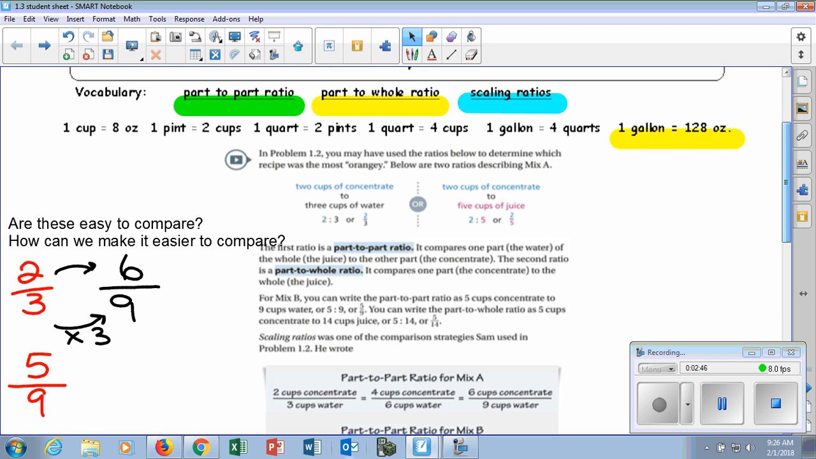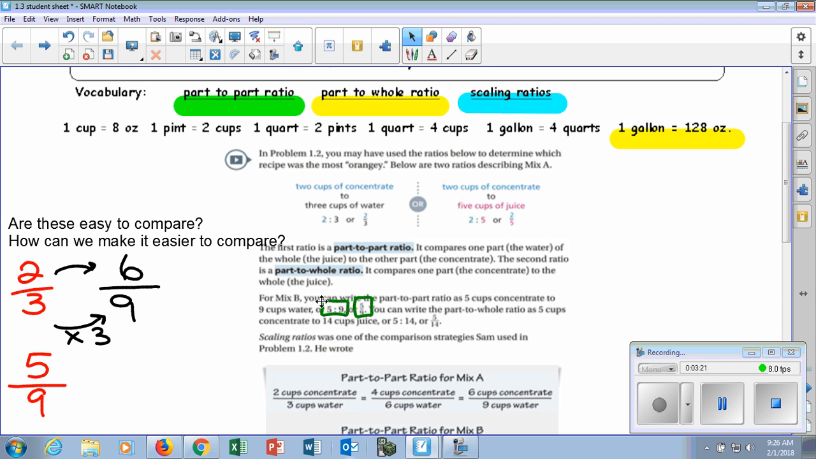Well, if there's 2 cups of concentrate, then there must be how many cups of water to get that juice? If our whole is 5. 3, exactly. So that's what they mean by that. So for mix B, you can write the part-to-part ratio as 5 cups concentrate to 9 cups of water. That can be written as a couple different ways. We can do 5:9 or 5/9. You can write the part-to-whole ratio as 5 cups to 14 cups of juice.